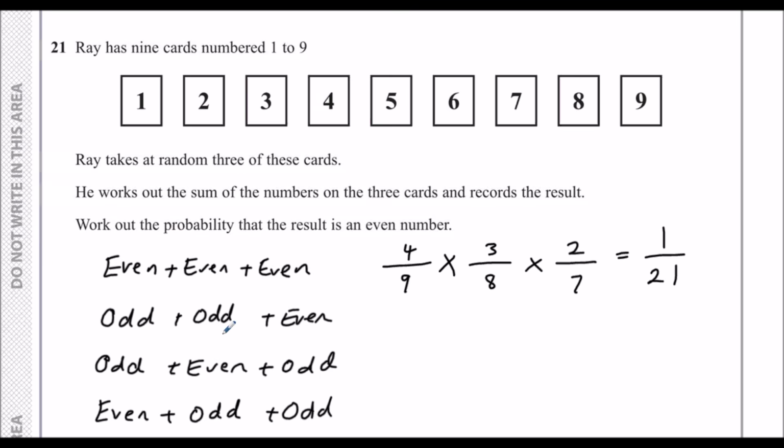How about odd, odd, then even? The chance of getting an odd first is 5 out of 9. Then if I take an odd, the chance of getting another odd, there's 4 left out of 8. And then even, there's still all 4 evens left out of 7.